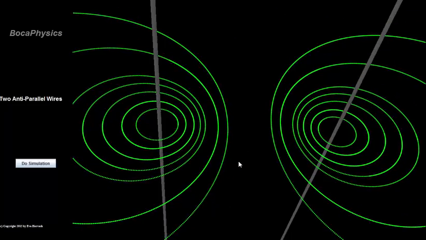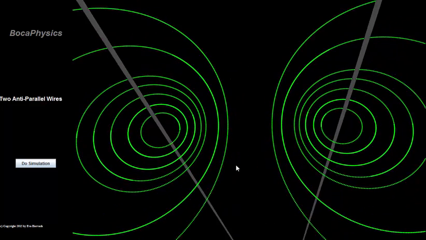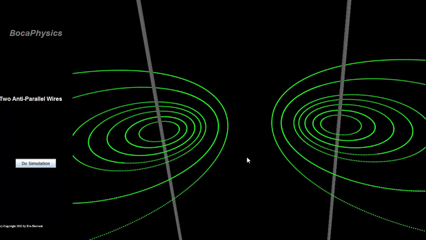In the third simulation, you see the magnetic field lines due to two very long straight wires that carry current which flows in opposite directions. The field lines will all be distorted circles with larger and larger perimeters the further away you get from each wire. In contrast to the previous simulation, every magnetic field line encloses only one wire.